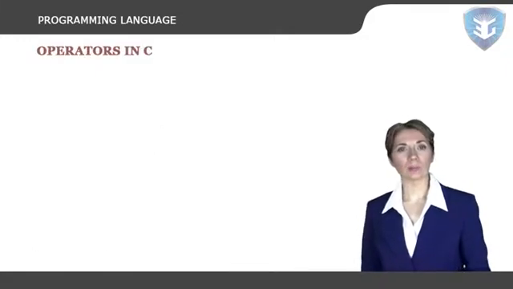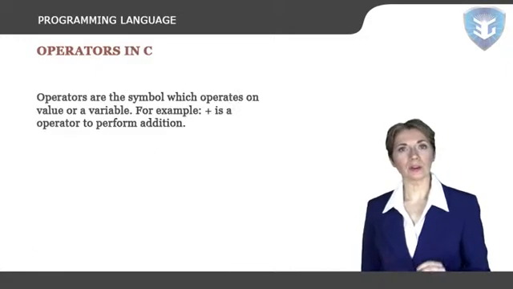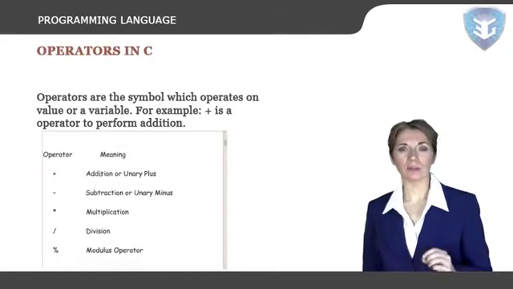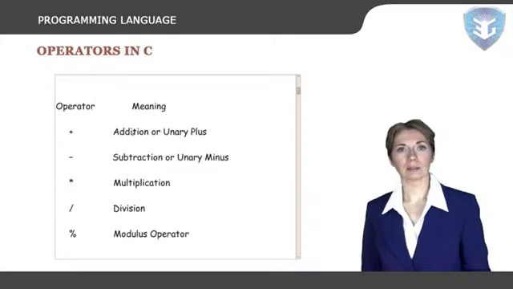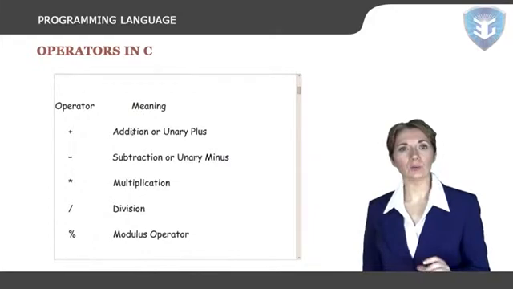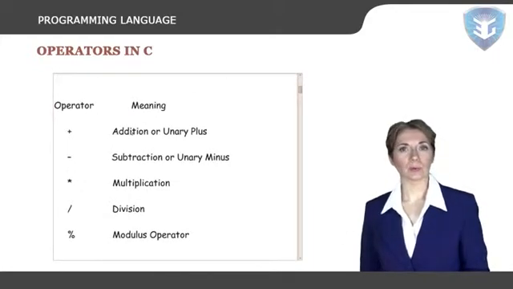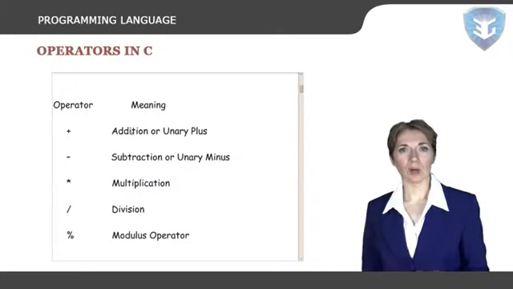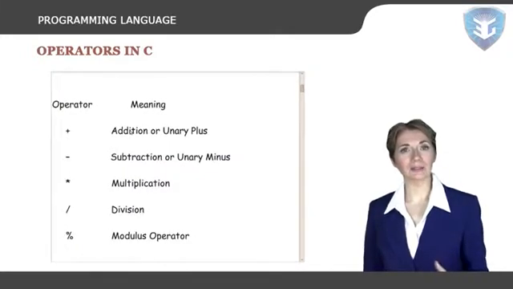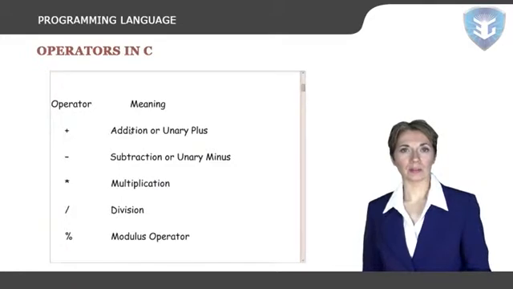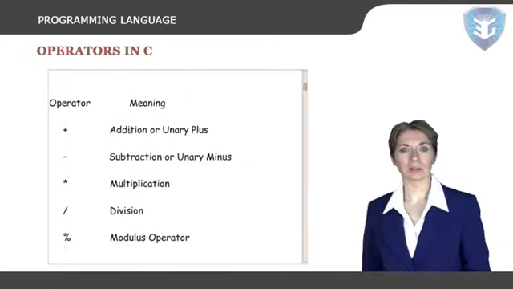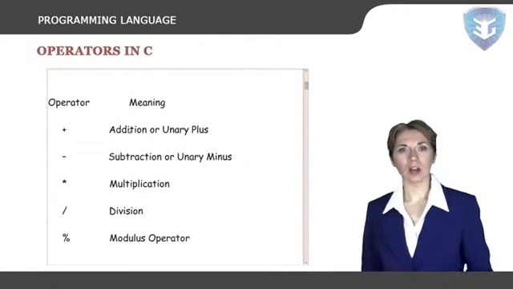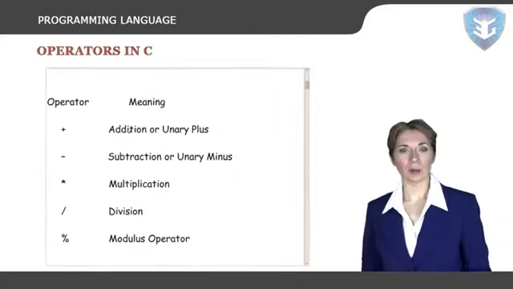Let's now understand the operators in C. Operators are symbols which operate on a value or a variable. For example, + is an operator to perform addition. The C programming language has a wide range of operators to perform various operations. For better understanding, these operators can be classified as arithmetic operators, increment and decrement operators, assignment operators, relational operators, logical operators, conditional operators, and bitwise operators.